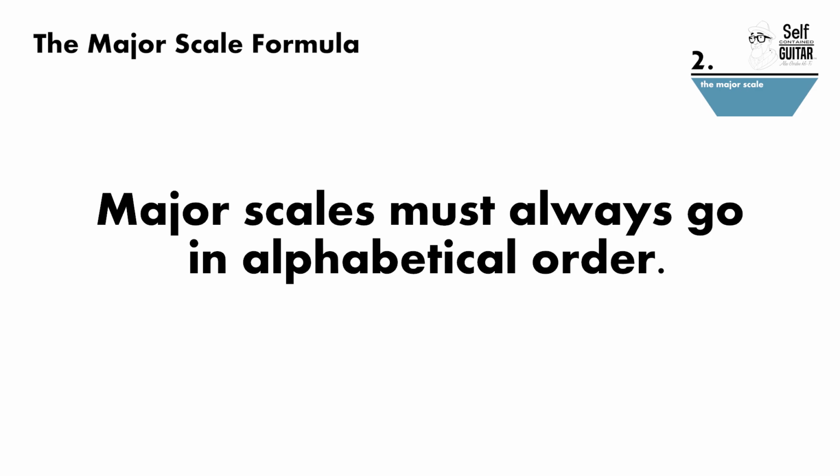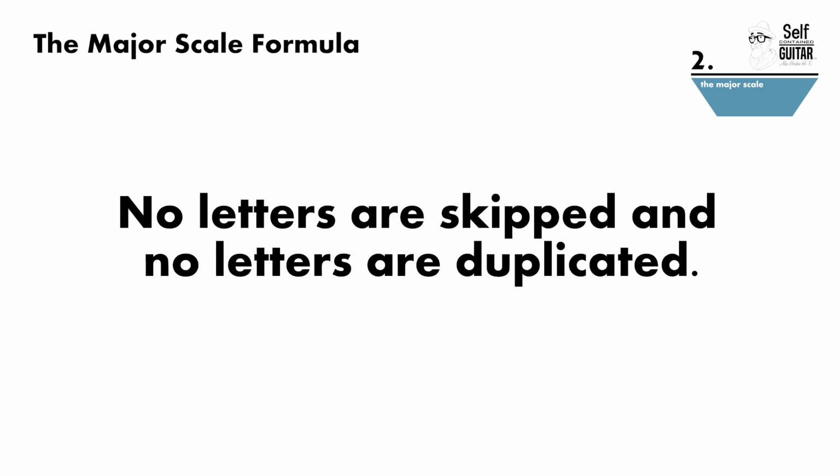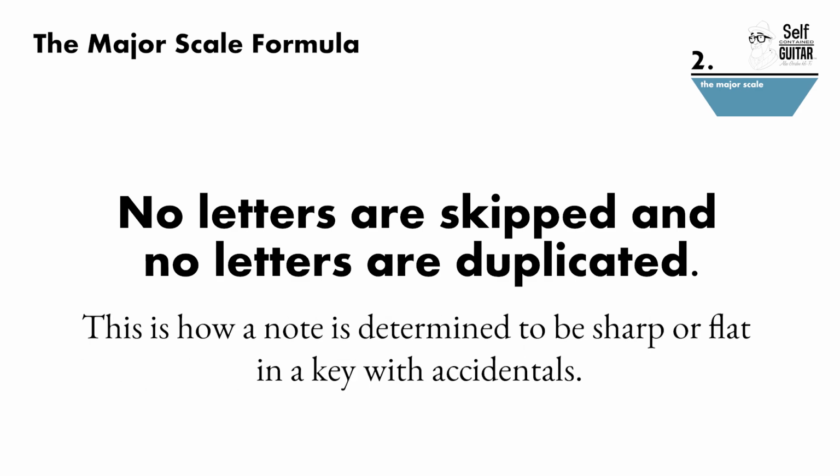Major scales must always go in alphabetical order. No letters are skipped and no letters are duplicated. This is how a note is determined to be sharp or flat in a key with accidentals.